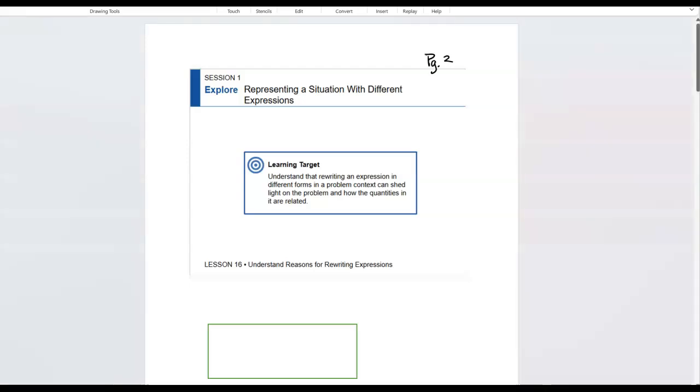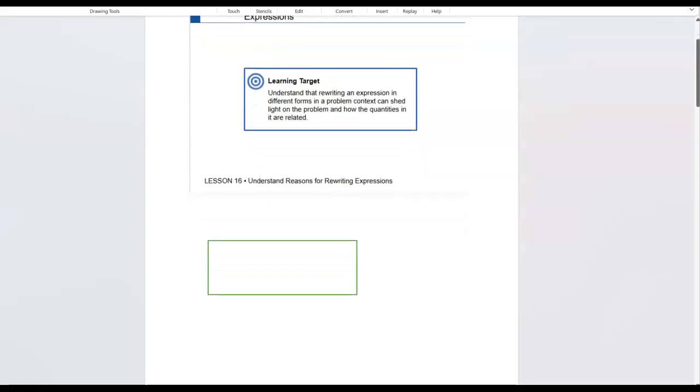Go ahead and turn to your packet, page 331. We're going to understand how rewriting expressions today can offer different information. So before we get going, just a quick example of area. Pretend I have this rectangle here. It's 3 by 10, right? So the area is equal to 3 times 10, which is 30 units squared.